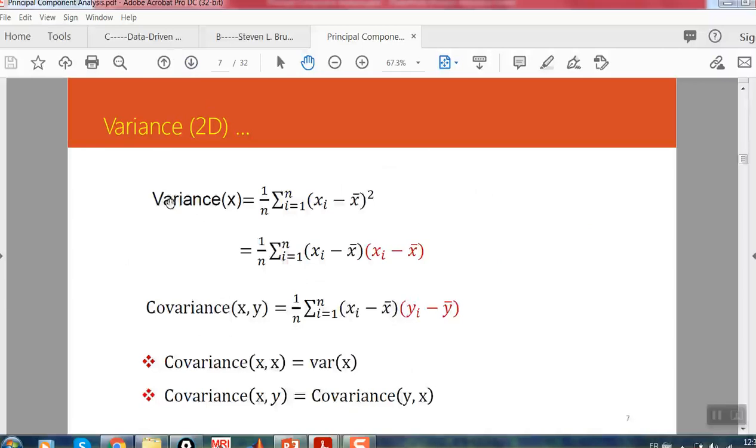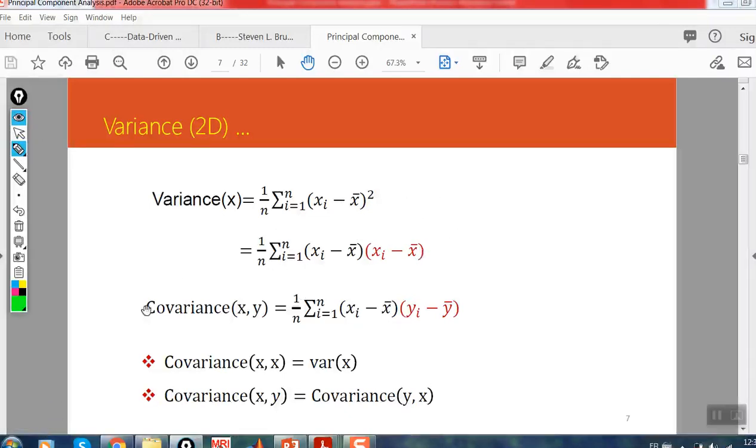Now if you pay attention to the variance equation, it is like this. If we decompose this into two parentheses, it is like this. You see it, the first line can be rewritten as the second line.